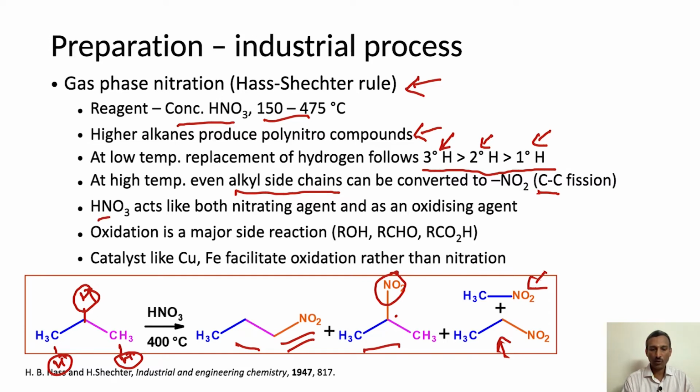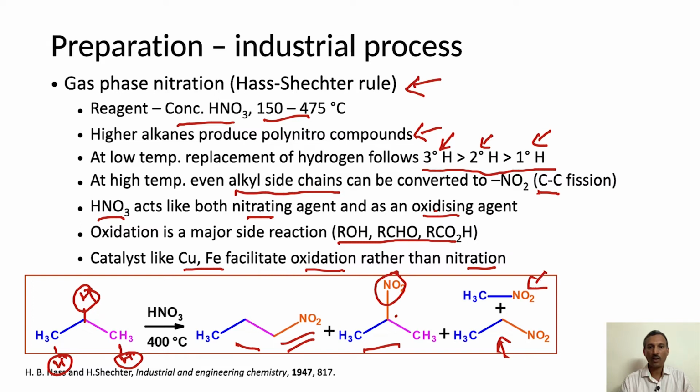And the nitric acid is acting as both a nitrating agent as well as an oxidizing agent. So when it acts as an oxidizing agent, we end up with various side products like alcohols, aldehydes, carboxylic acids, etc. And when we use catalysts like copper and iron to facilitate this reaction, oxidation occurs more than the nitration. So these are some of the limitations of gas phase nitration.